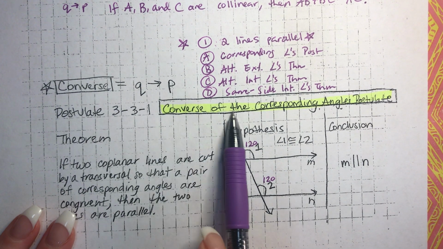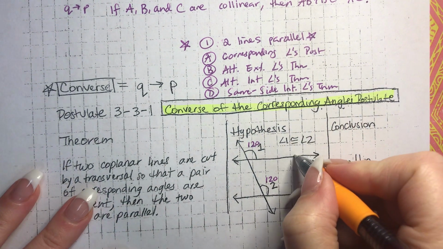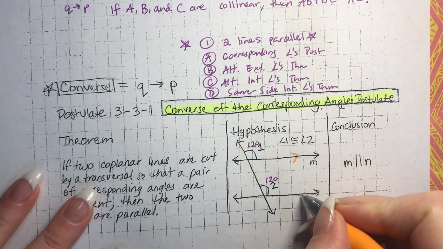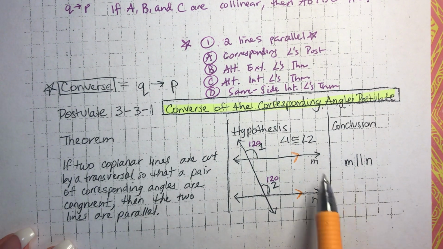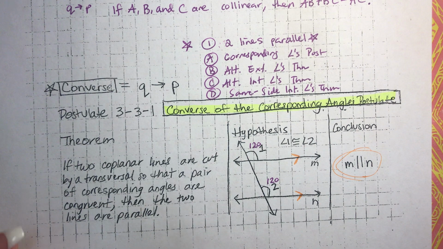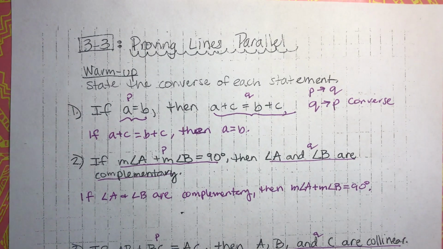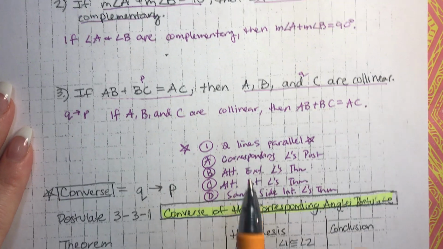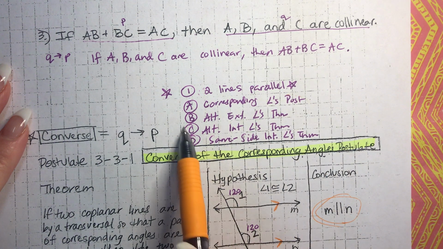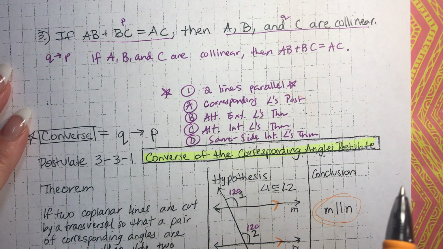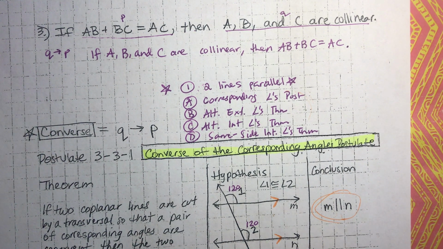By the converse of the corresponding angles postulate, we actually end up knowing that we can prove that M and N are parallel. So that's the grand finale of the whole thing, is proving that the lines were parallel. Remember, in the last section, we started with the lines parallel, but in this section, we're going to be using all of these things, and then the grand finale will be to say that the lines are parallel. So it's the converse, right?